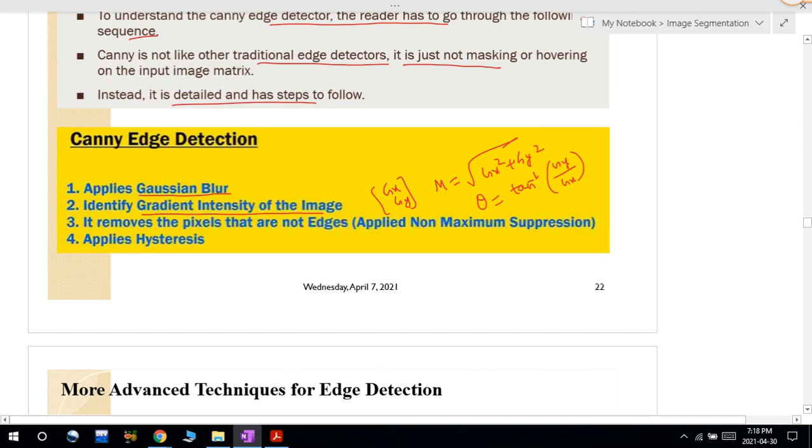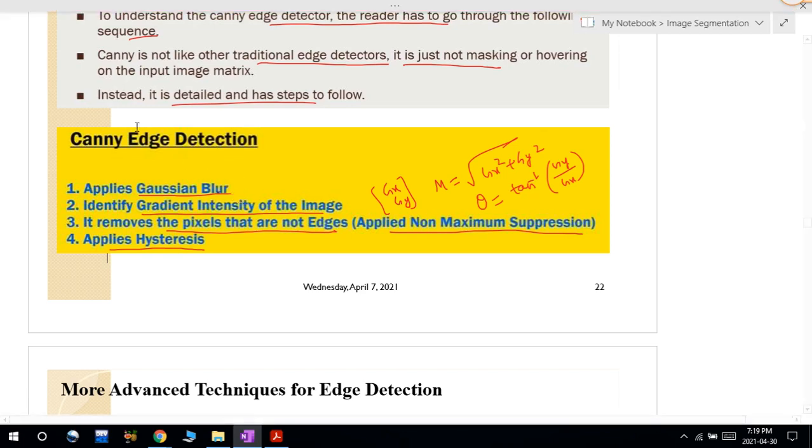After this, it will remove the pixels that are not edges. That step is called non-maximum suppression. We will use a technique called non-maximum suppression. Later, the last step is to apply hysteresis thresholding. The last step is thresholding. So these are the 4 steps that are followed in Canny edge detection.